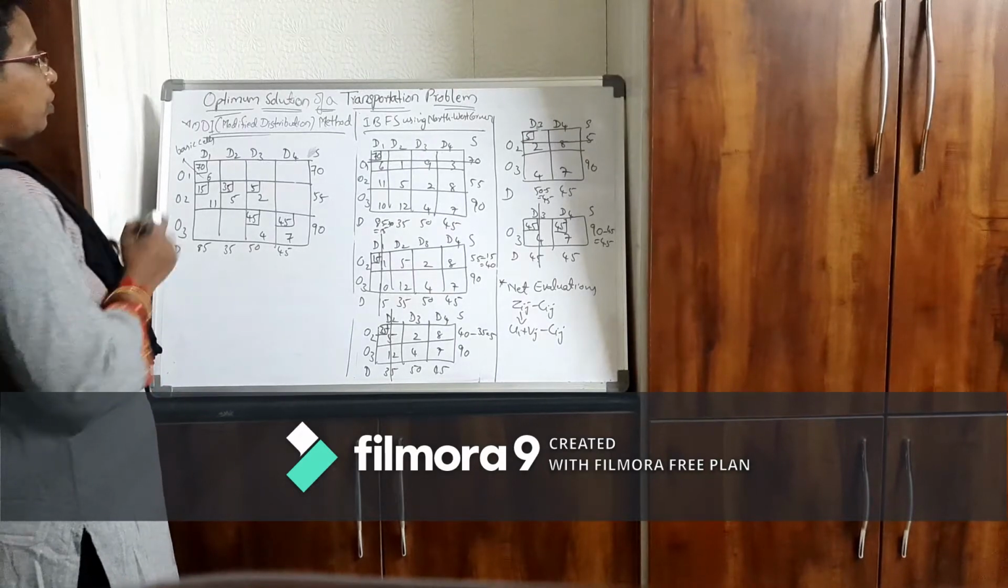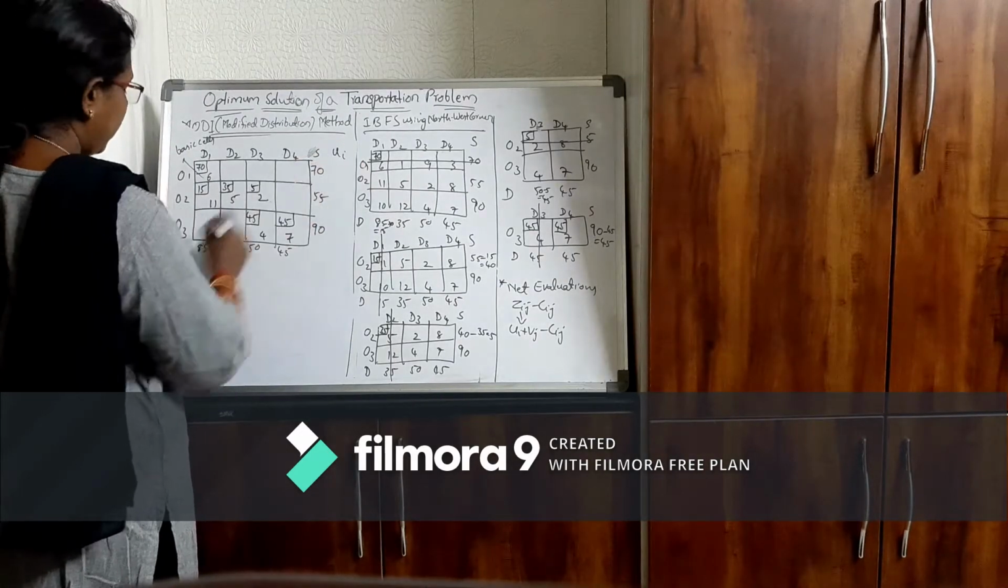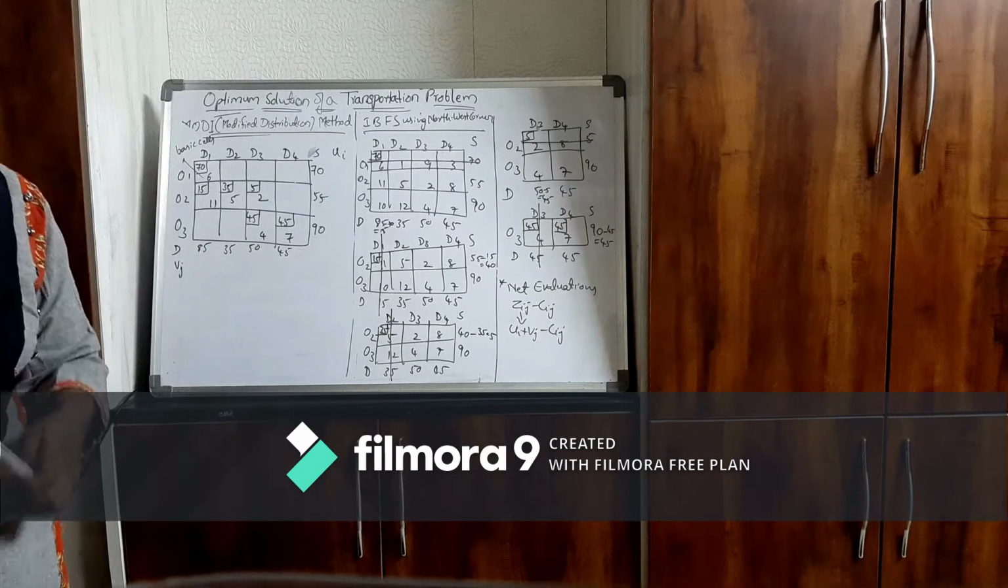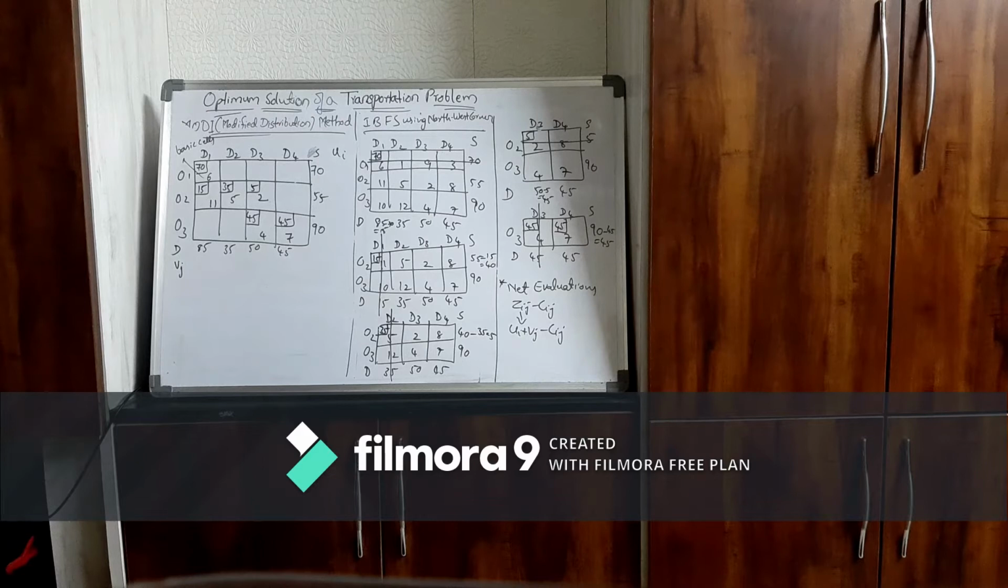Now what do you have to do? You have to find the Uis and Vjs. How to find the Uis and Vjs? Using these basic cells.